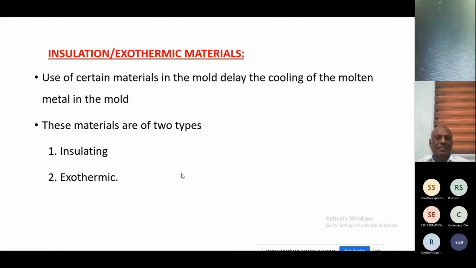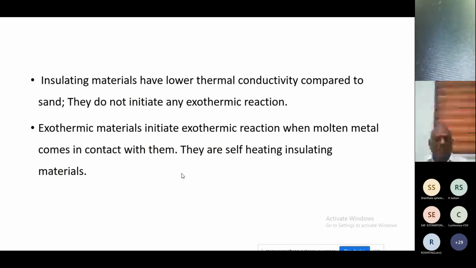Next comes insulation. Use of certain materials in the mold will delay the cooling of the molten metal in the mold. These materials are of two types. One is insulating, the other is exothermic. Insulating materials have lower thermal conductivity compared to sand. They do not initiate any exothermic reaction. Exothermic materials initiate an exothermic reaction when molten metal comes in contact with them. They are self-heating insulating materials.